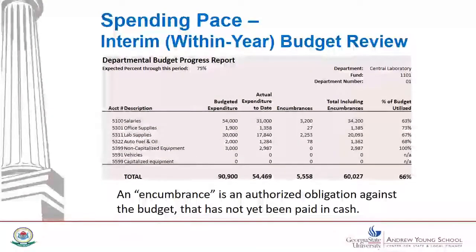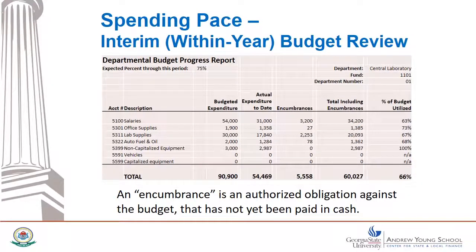Here's an example. It shows the budget progress report for the end of the third quarter of the budget year. We'd expect that 75% of the spending plan would have occurred by now. But it shows that only 66% has actually been expended or obligated by this point in time.